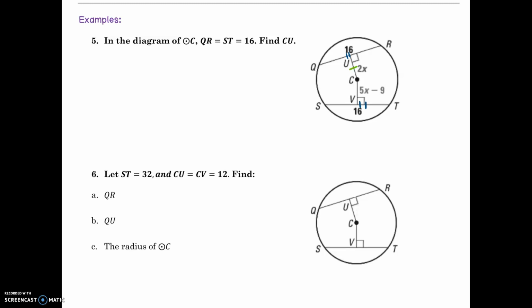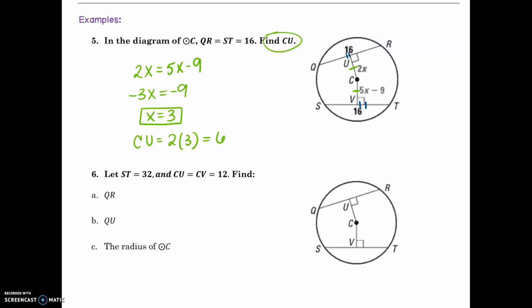So we know that segment CU and segment CV are congruent. We can set those expressions equal to one another. 2x equals 5x minus 9. We're going to solve for x, subtract 5x from both sides. We get negative 3x equals negative 9. We're going to divide by negative 3, so we get x equals 3. They want us to find the length of CU. We know CU is equal to 2 times x, which would be 2 times 3. So the length of CU is 6.